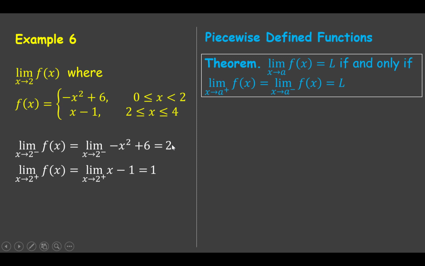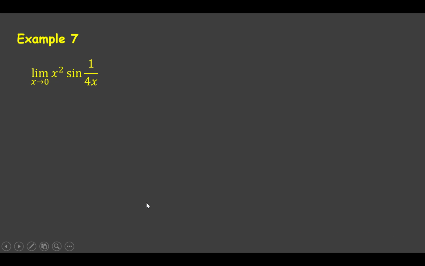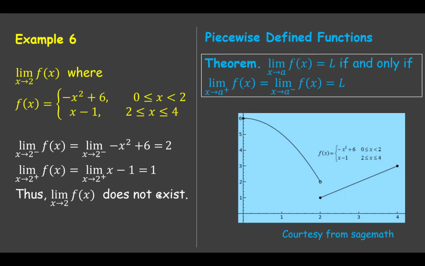Now, do those two limits match? No, because 2 is different from 1. And therefore, the limit does not exist. Let's look at a picture. Here is a picture of the function. So the left side of 2, you use this expression, minus x squared plus 6, which is a parabola. Notice that it will have a hole here because x is less than 2 but not equal to 2. Okay, and then after 2 it is x minus 1, so it's a straight line here.